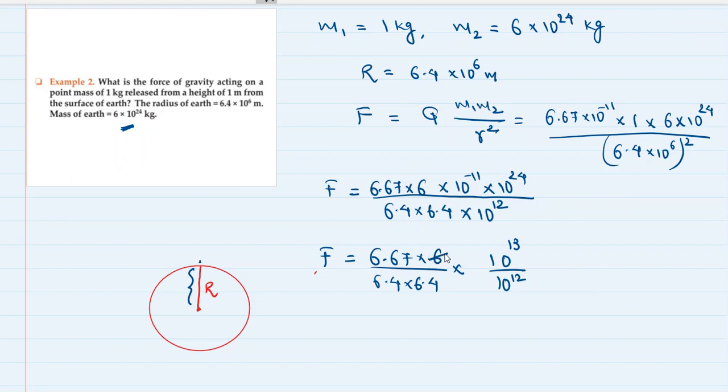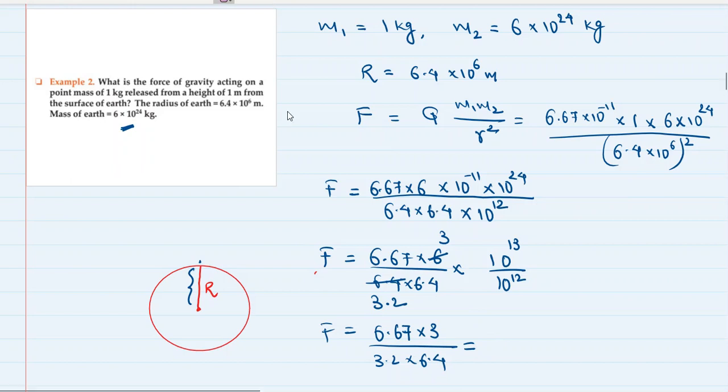So 2 3s are 6, 3 2s are 6, correct? Can anything be cut now? Nothing can be cut. Can this be simplified? Yes, it can be. So F is equal to 6.67 multiplied by 3, the whole upon 3.2 into 6.4, multiplied by 10 raised to 13 upon 10 raised to 12. Remember exponents and powers. So this will become 10 raised to 13 minus 12, that is 10 raised to 1, which is nothing but 10.